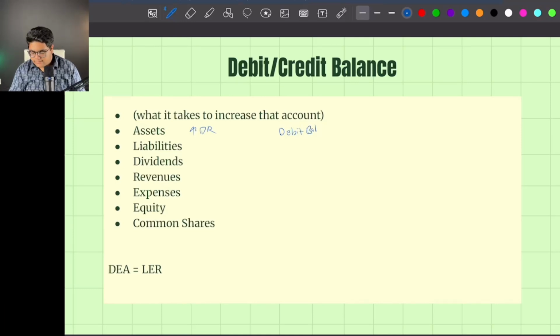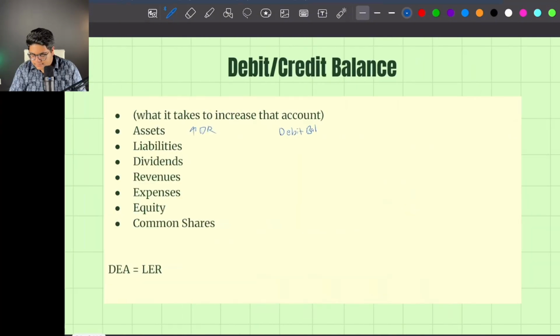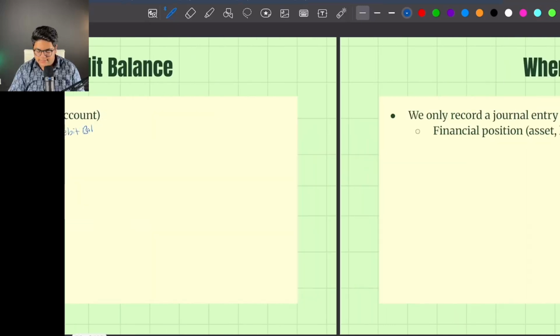balance. For example, I'll just pick another random one. Let's say you have revenues. If you want to increase your revenues, then you have to credit them, right? So revenues have a credit balance because you need to credit them to increase them. This is all that means. If something has a debit balance or a credit balance, all it's asking is what do you do to increase that specific account? You don't need to worry about it too much, but these are all the DEALER accounts and what it takes to increase or decrease them.